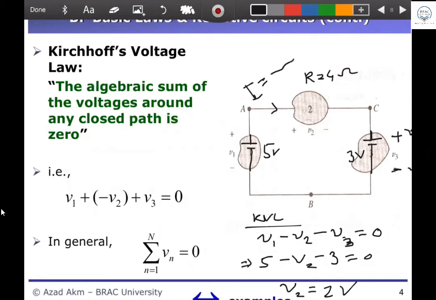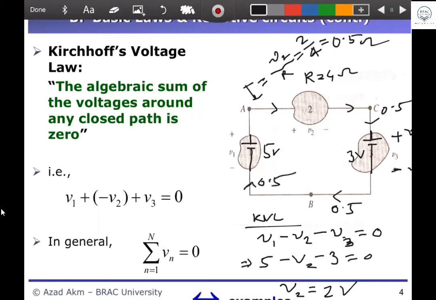Okay, how did you get V2? V2 by R. V2 is 2 and R is 4. How come you say 1? You have a calculator, right? Okay, 2 by 4 equals 0.5. 0.5 is the current flow. Do you all understand now?